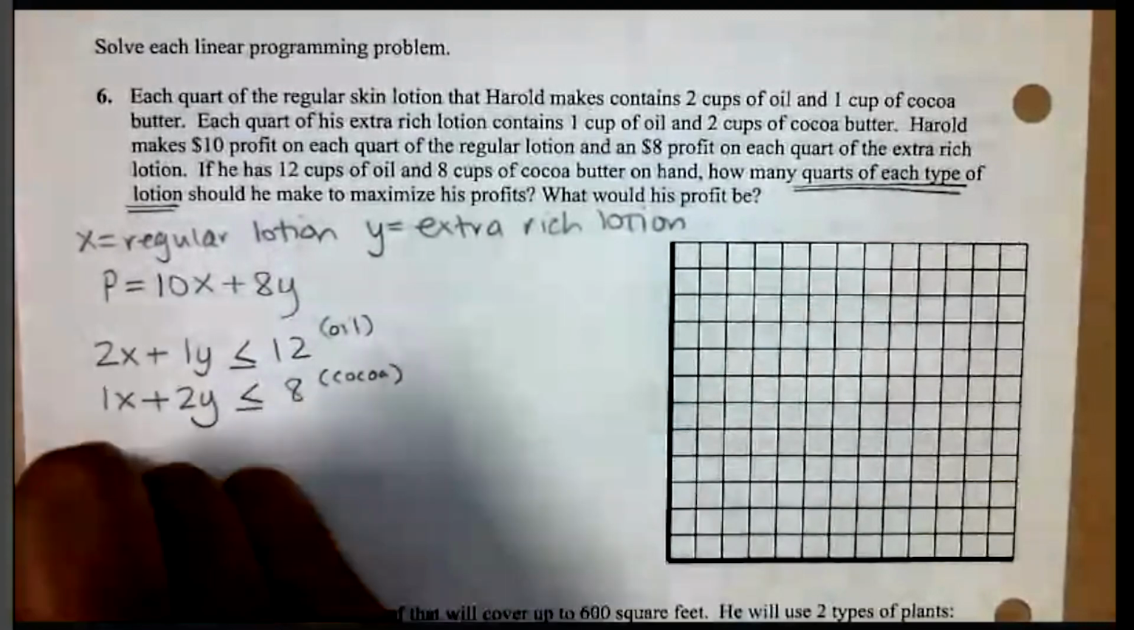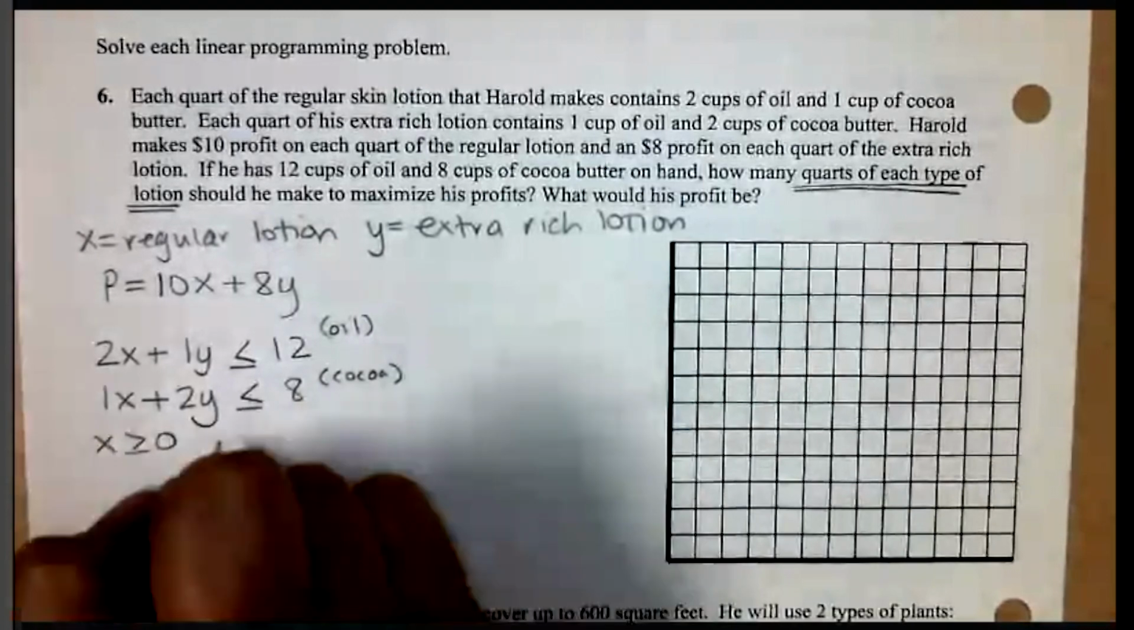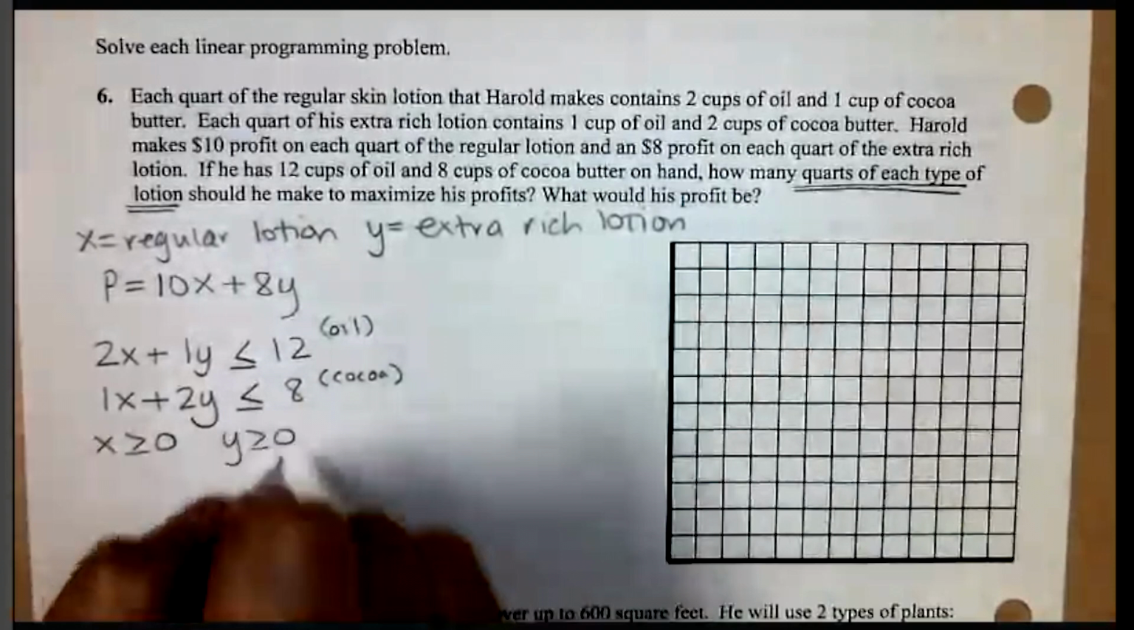Now we need our other 2 that show that we're only using our positive values because we cannot have negative lotions.